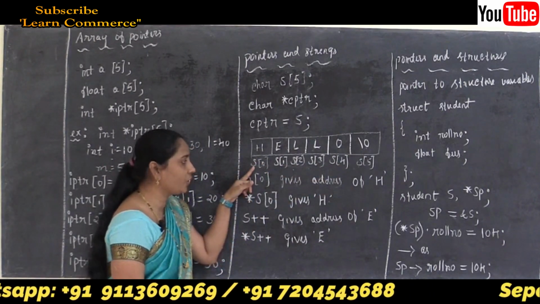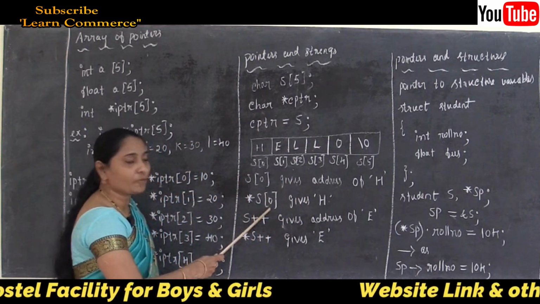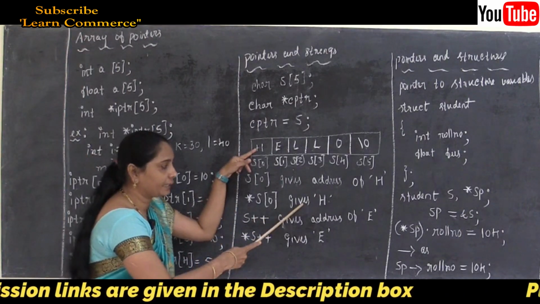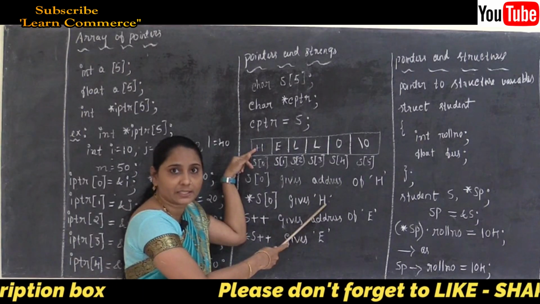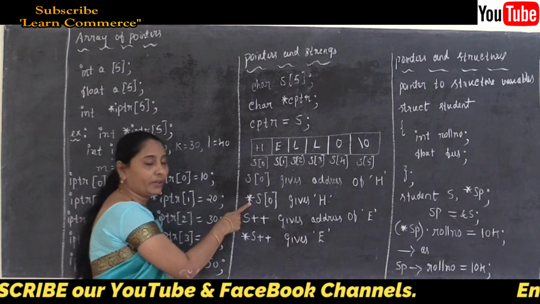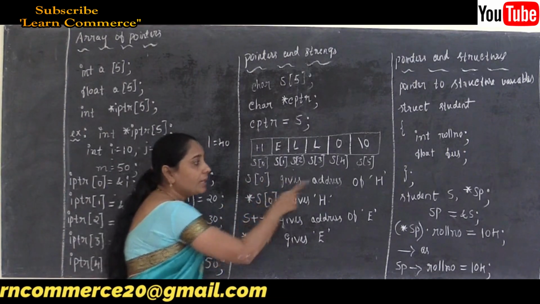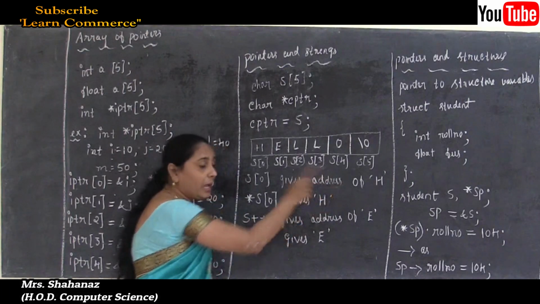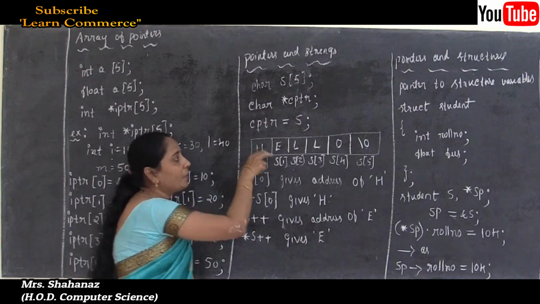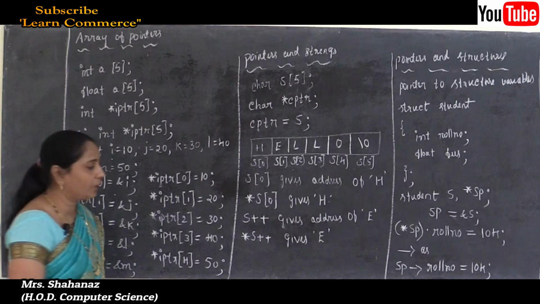So the s of 0 gives the address of the h here, but pointer s of 0, that means the pointer s of 0 gives the character, that is the h in this case. Clear this point here. So what's the difference between just the s of 0 and pointer s of 0? Why? Because I said the s of 0 gives the address of the h here, and the pointer s of 0 just gives us h in this case. And maybe you want to access the next element. So how are we going to access all those elements?